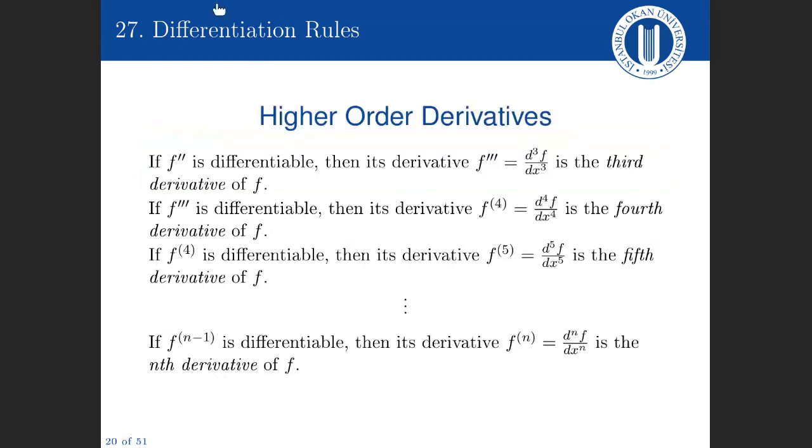Before I go on, for the first three derivatives, it's common to use prime notation, f double prime, f triple prime, and so on. But after three, we usually change notation to a number in brackets. And that's because if I wrote f with prime, prime, prime, and so on, many times, then that's just silly. It makes more sense to write 30th derivative of f.